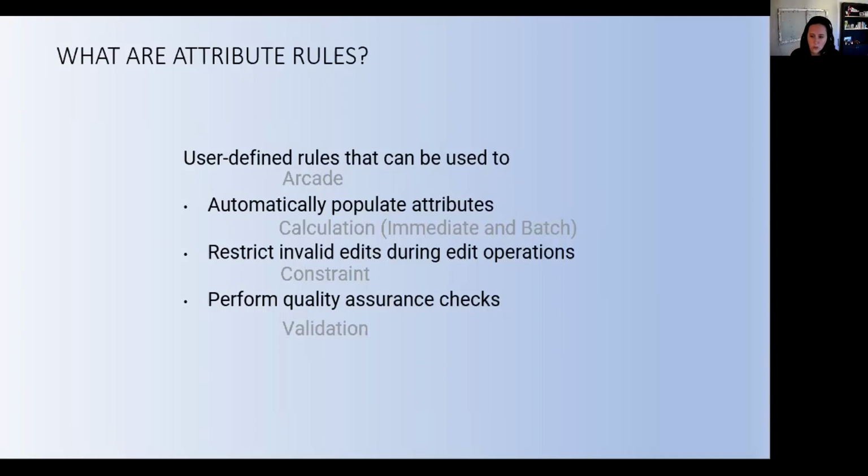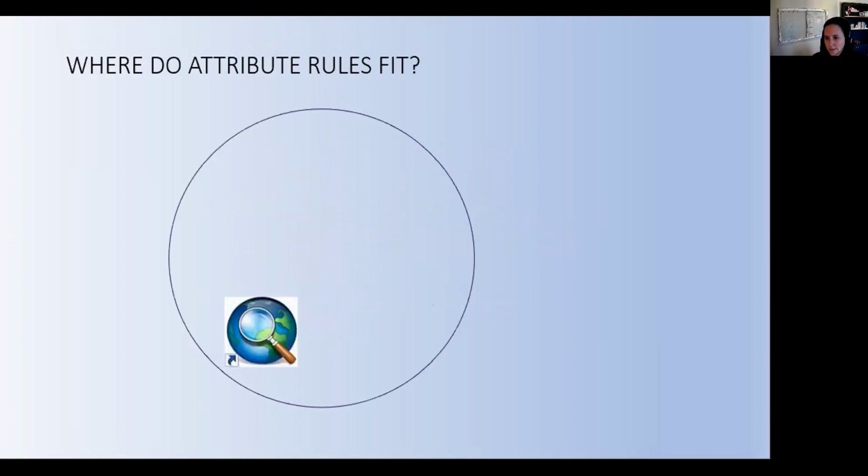And then validation rules help you perform those quality assurance checks. So if you've used Data Reviewer, or if you use Topology, which we'll talk about in a little bit too, it's kind of a combination of those two, if you will. And again, we have a whole other webinar on that coming up later.